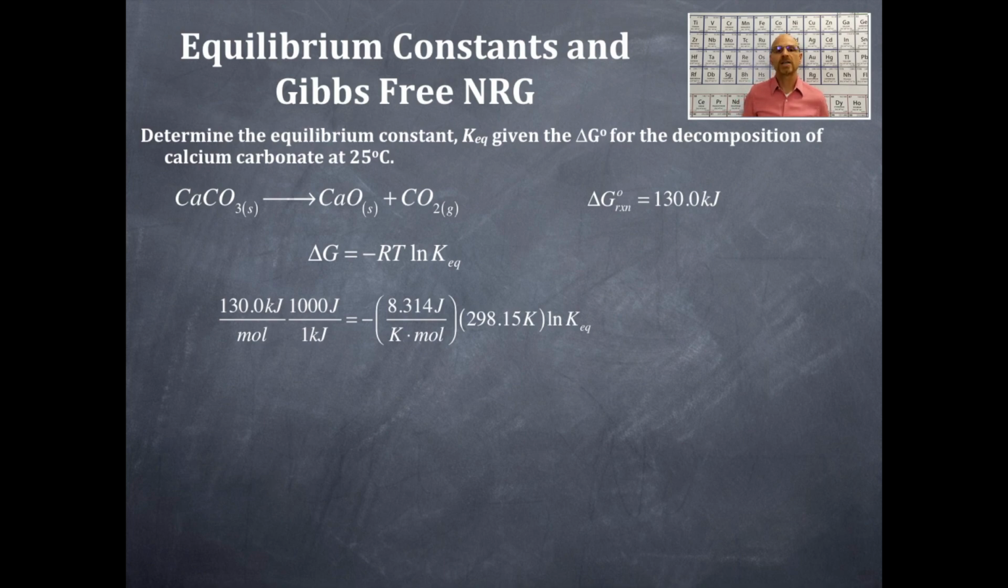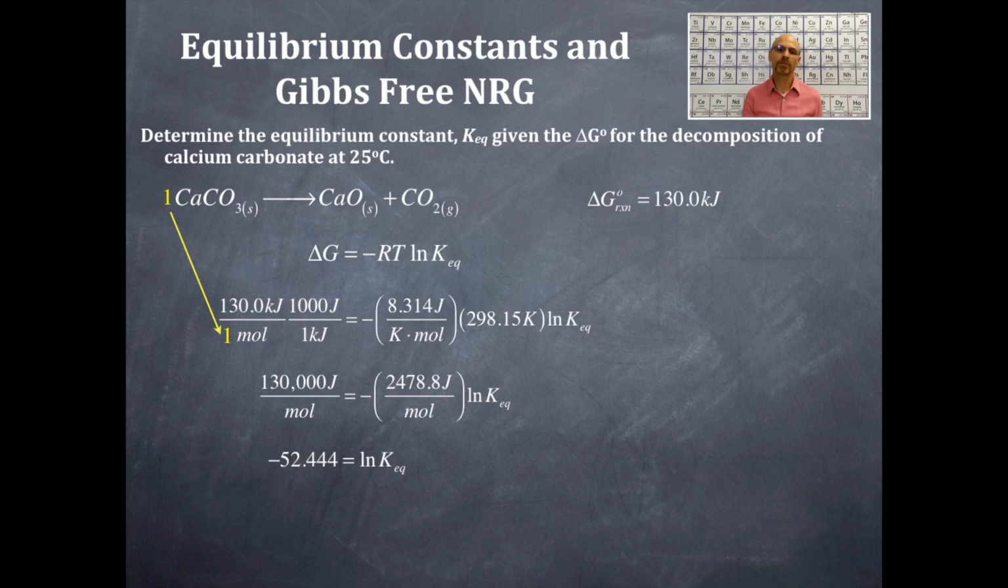A little bit of simplification, unit canceling, and you do know that this is a 1, and that's why that denominator is a 1, and in fact it would be a 1 for anything within this equation. So after simplification and unit canceling, this is what I have. I got 130,000 joules per mole is equal to negative 2,478.8 joules per mole times natural log of KEQ. I'm going to simplify even further and move both the numbers to the left-hand side. Now I have a negative 52.444 is equal to the natural log of KEQ.